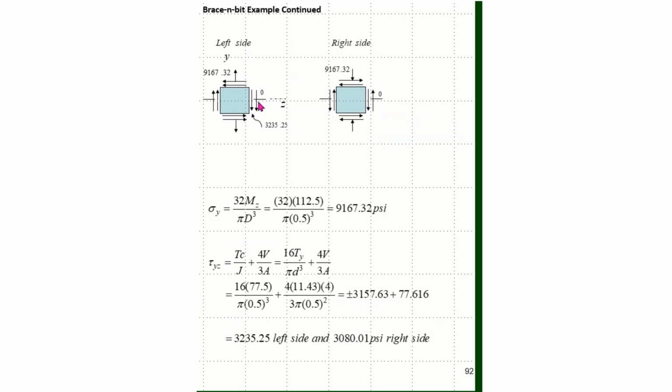So hopefully this example clarifies a lot of how to put an entire system in equilibrium, then cut the system at the point of interest and determine the reaction forces and moments, and then once they're determined, draw those stresses that act on a stress element.